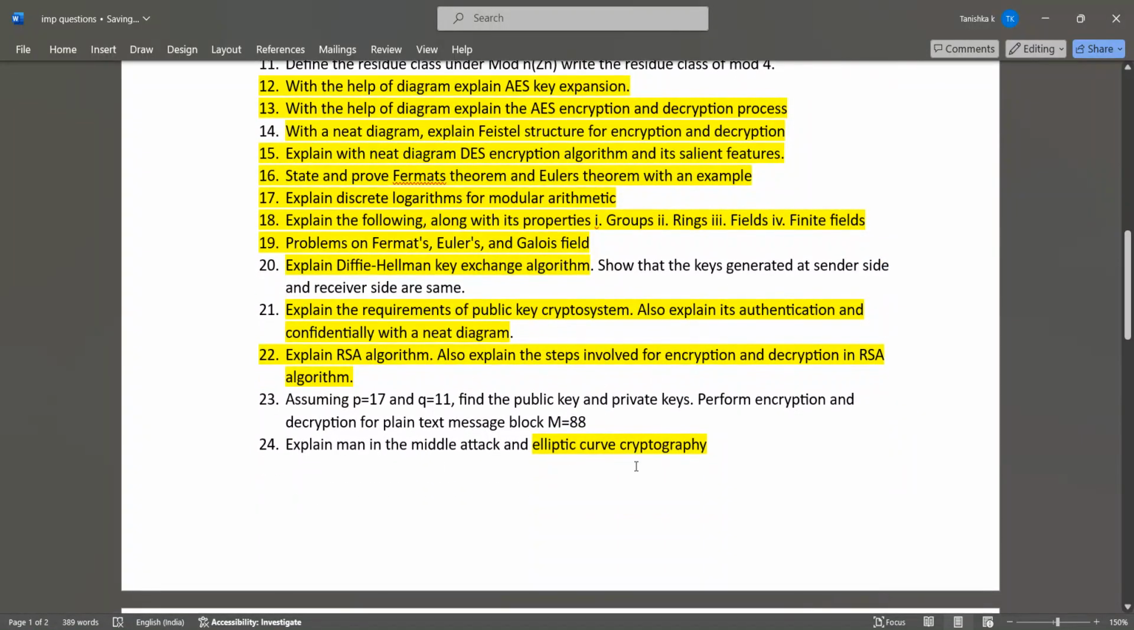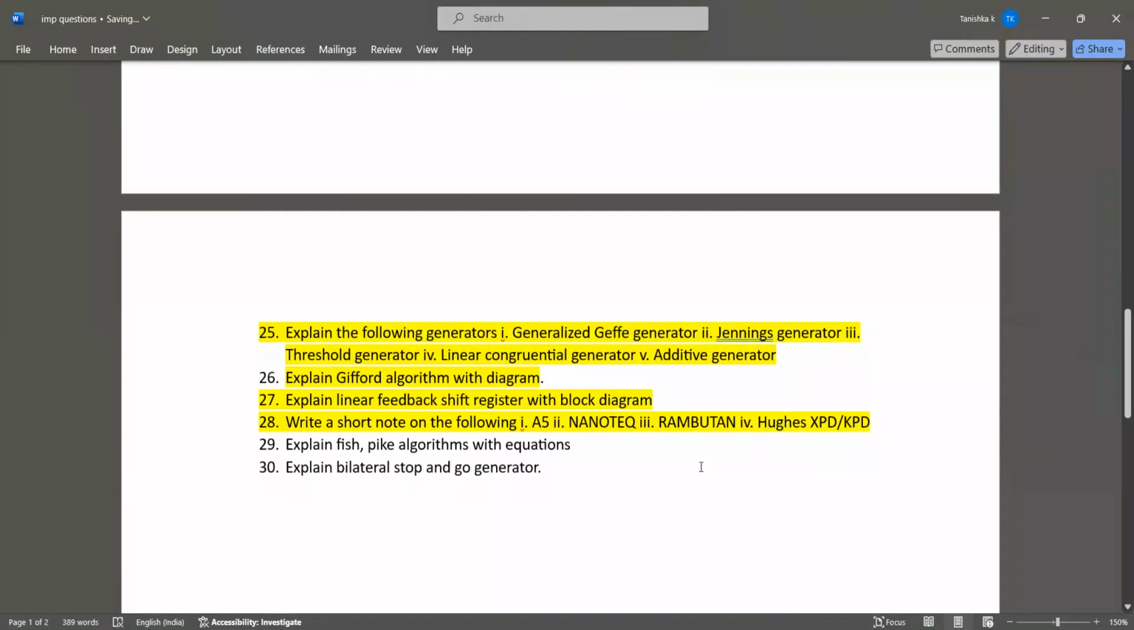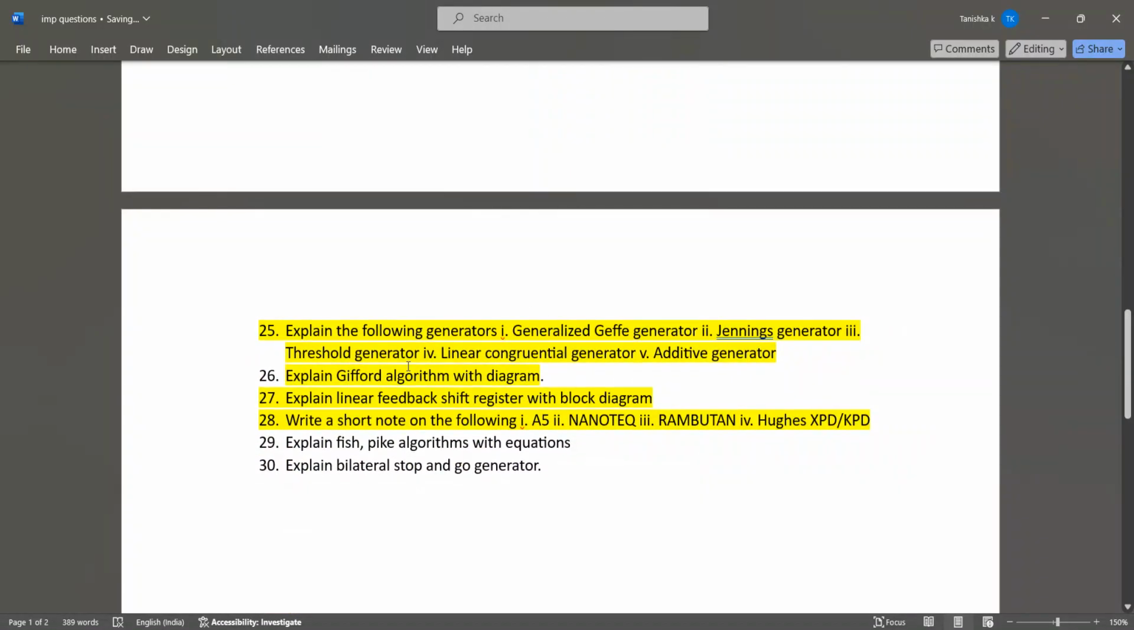Then elliptic curve cryptography is important. Then explain the following generators: generalized Diffie-Hellman generator, Jennings generator, threshold generator, linear congruential generator, additive generator, Gifford algorithm with diagram, and linear feedback shift register. Then short notes on A5, Nanotech, Rambutan, and Hughes XPD/KPD.